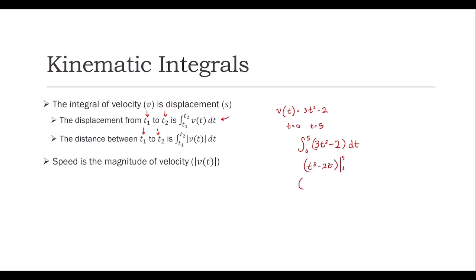So you would plug in 5, and then you would subtract that with 0 plugged in. So this would be 125 minus 10 minus 0. So that would be 115. And this is displacement, so it would just be units, whatever units you used for distance. So this is displacement.